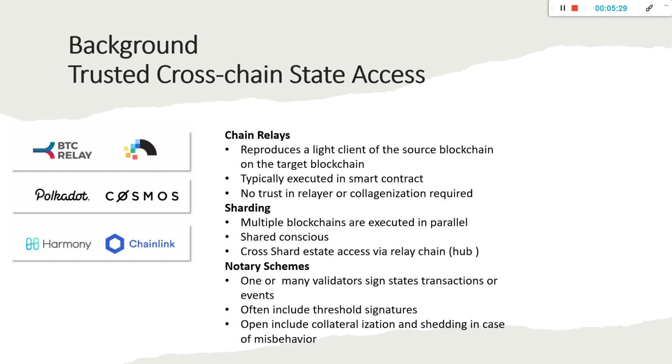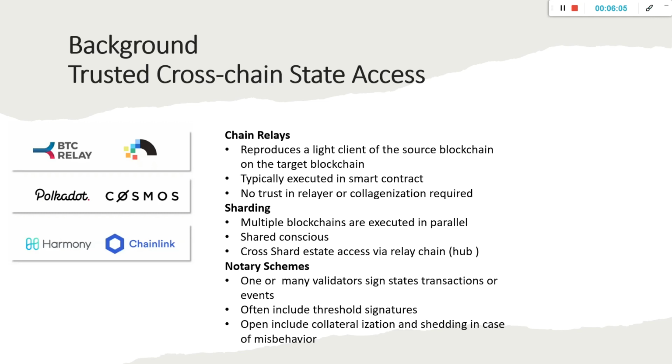In order to implement the trustless environment, they have introduced three concepts: chain relays, sharding, and notary schemes. A chain relay usually produces a light client of the source blockchain on the target blockchain. This is typically executed in a smart contract, and we don't need any trust in the relayer, and we also don't need any collateralization.